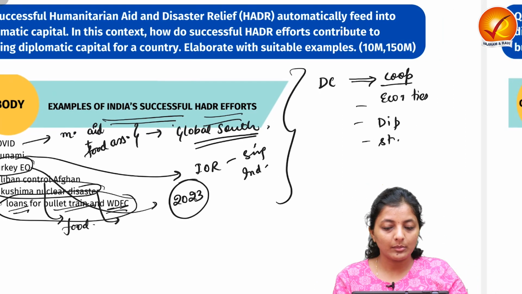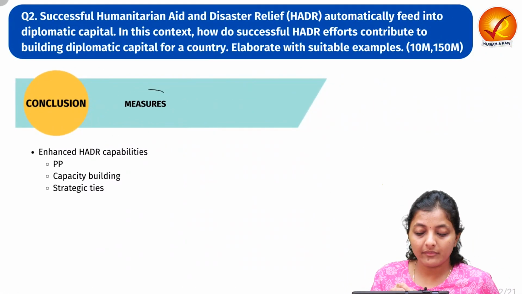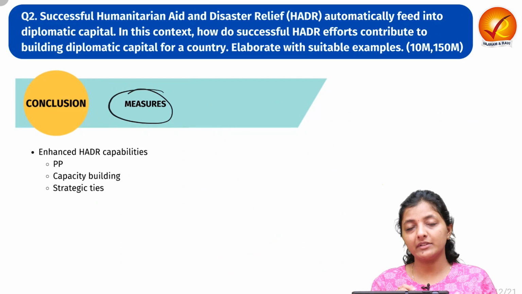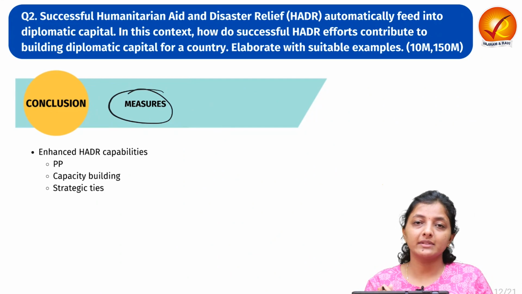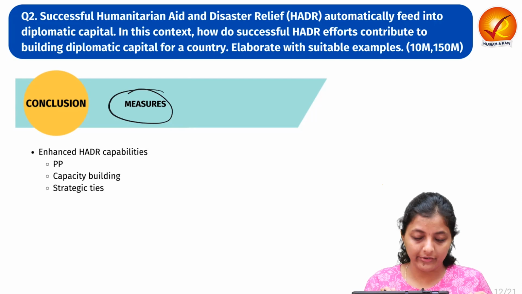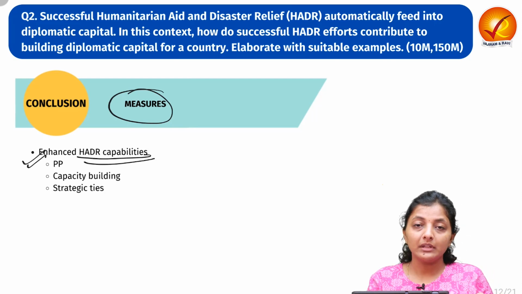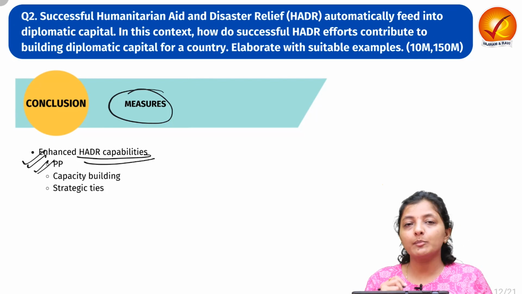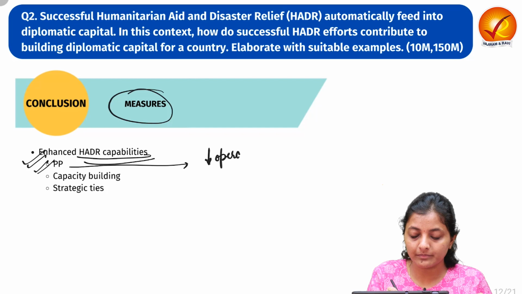So this way the body is completed. Now let's come to the conclusion. We can write various other measures via which we can increase the efficiency or the capabilities of HADR support to other countries. Like we need to enhance the HADR capabilities, we need to involve private players so as to reduce the operational cost.